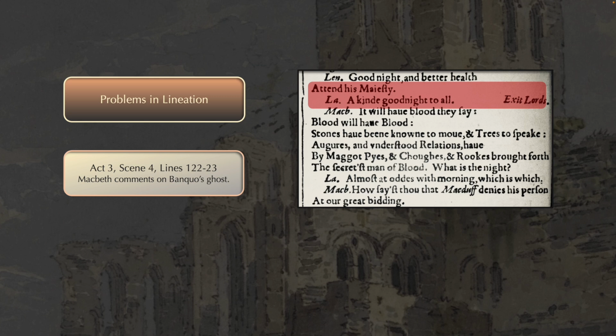So there are these broken lines, and another one is right below it, this really famous line in the play. "It will have blood, they say." "Blood will have blood," Macbeth says. This is right after he sees Banquo's ghost. And again, it's two half lines. It's one line printed as two half lines. Really, those two lines belong together.